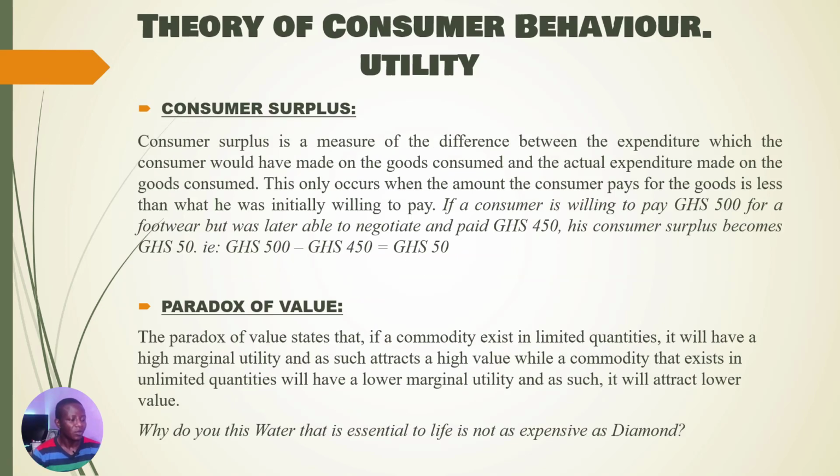Let's take a look at consumer surplus. What is consumer surplus? Consumer surplus is a measure of the difference between the expenditure which the consumer would have made on the good consumed and the actual expenditure made on that good. What does this mean? There are instances where you go to the market and you have a budget. You have a price at which you are willing to pay for a commodity.